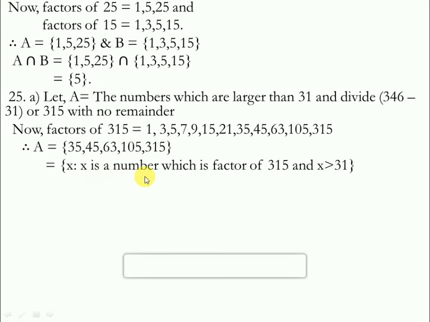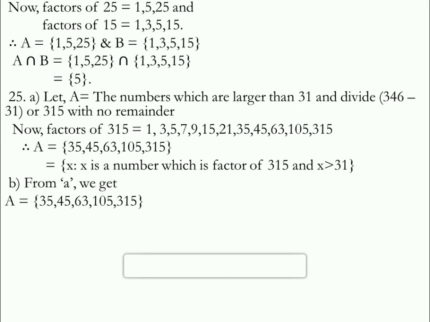That means X is the number which is a factor of 315 and X is greater than 31. So this completes number A. In number B, it is said to find A intersection B. So we already have the set A, that is 35, 45, 63, 105, 315. These are the elements of set A, as we found in question A.